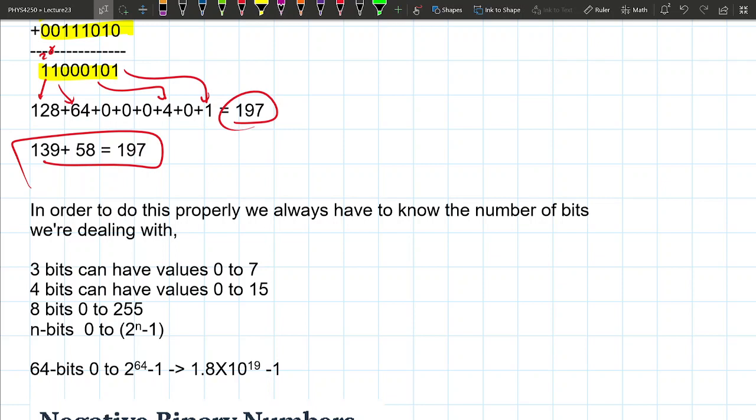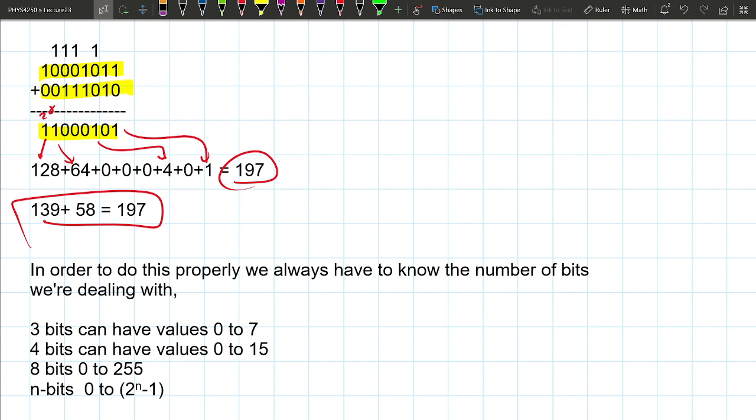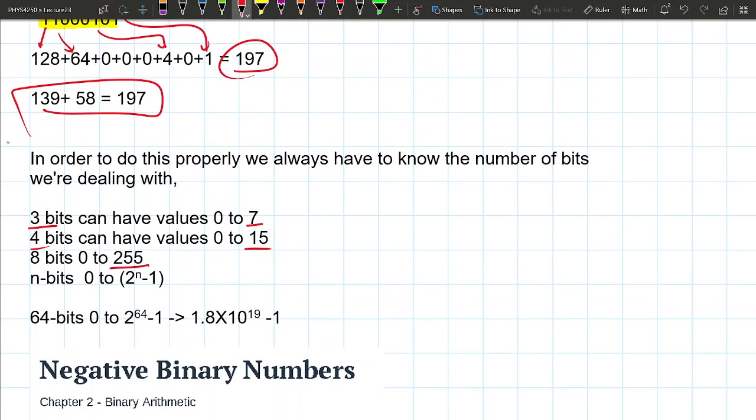In order to do this properly, we always have to know the number of bits represented by those ones and zeros. One way you can figure it out is that this has 8 ones and zeros, so therefore it has to be an 8-bit number. But what you're going to see is that with 3 bits, you can represent an unsigned number, meaning it's always going to be positive, up to 7. With 4 bits, you're going to get up to 15. And then 8 bits can represent a number up to 255.